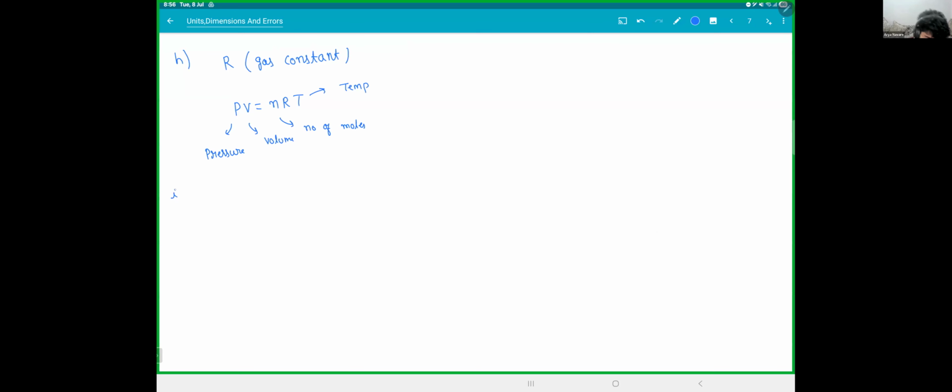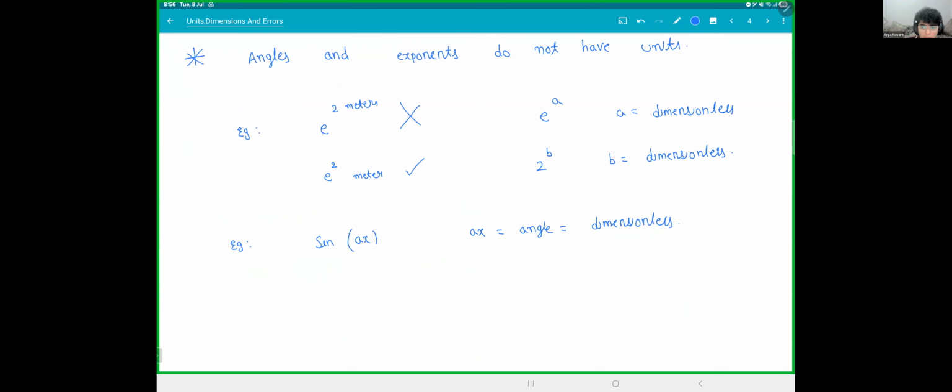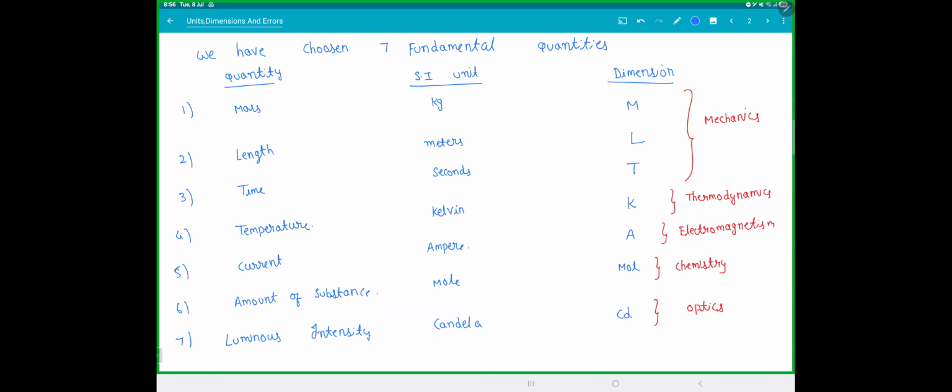So can you please tell the dimensions for moles? What were the dimensions of mole? Just MOL. Mole is MOL. That's it. So like you write M L T, you will also write MOL. The whole thing is a symbol.